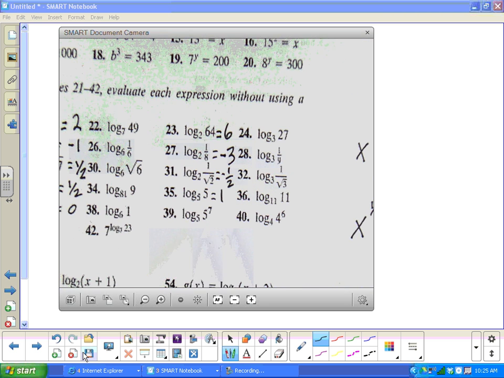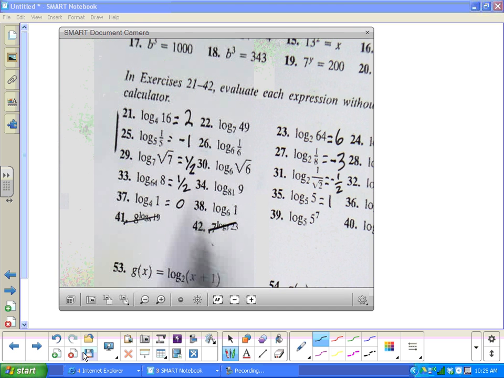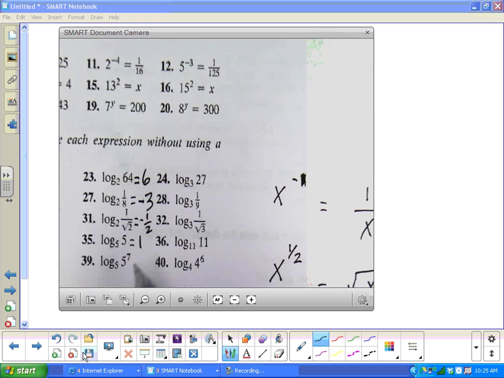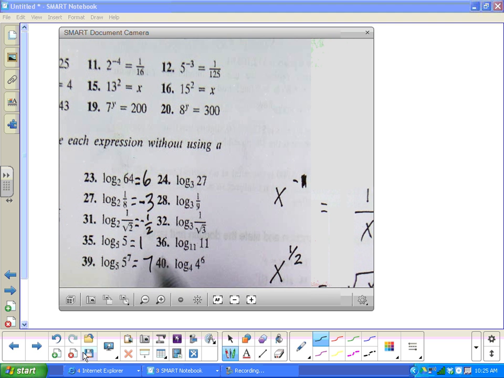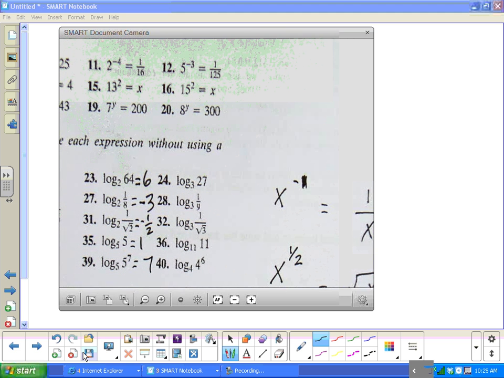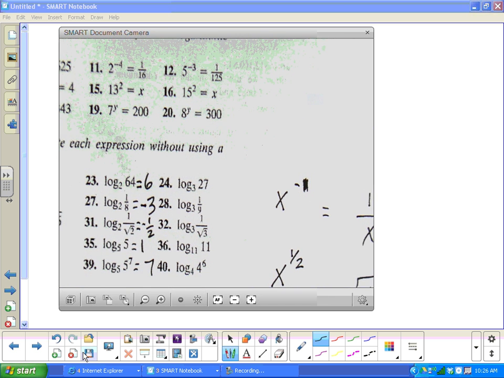Let's look at 39, and then I'm going to let y'all do the even ones. We're not going to do these two now. Just scratch it. All right, number 39. This one's pretty simple. 5 raised to what power would be 5 to the 7? 5 raised to what power? All right. Watch. 5 to the 7th power is 5 to the 7th power.